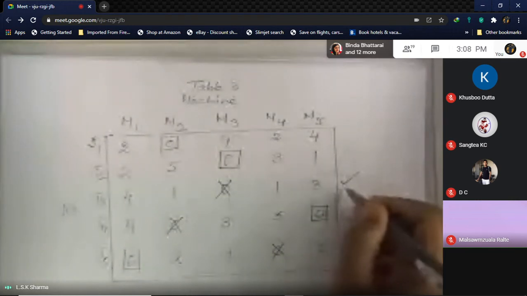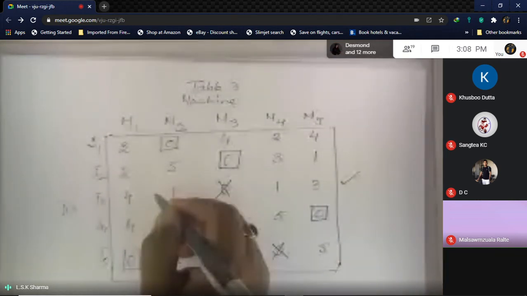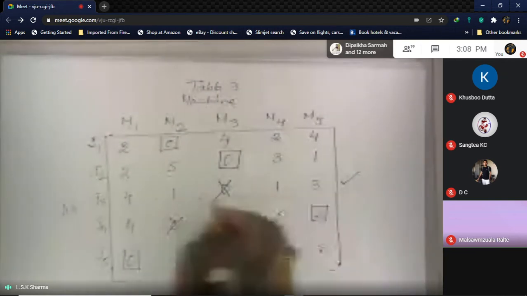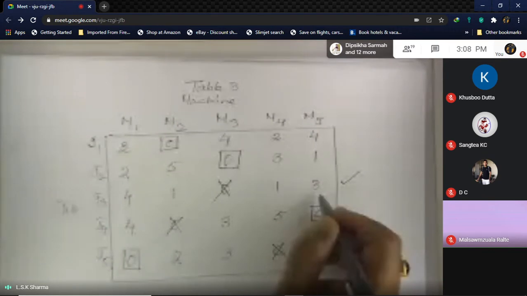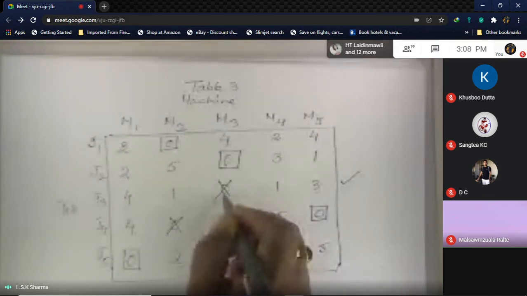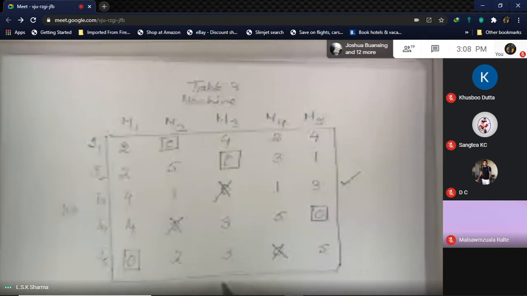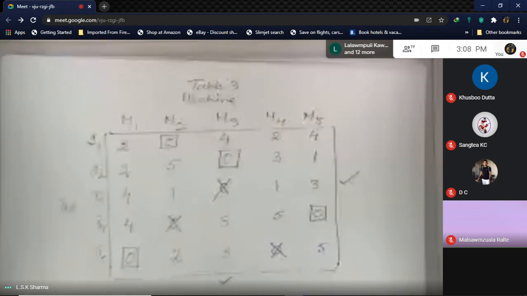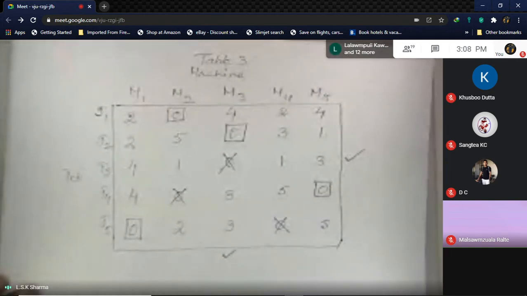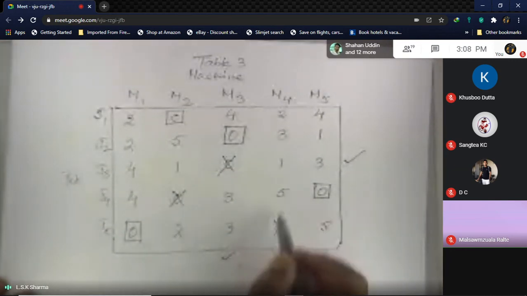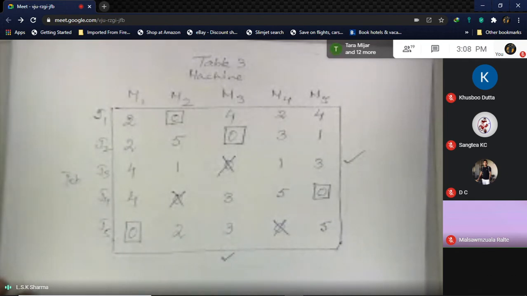Now mark all the columns that have zeros in that marked row. In this row that I have marked, where are zeros? There is 1 zero out here. So in the column of this zero, you put a tick mark. This is the second part. If there is another zero, I also mark that. But there is only 1 zero here, so I am putting the cross out here.